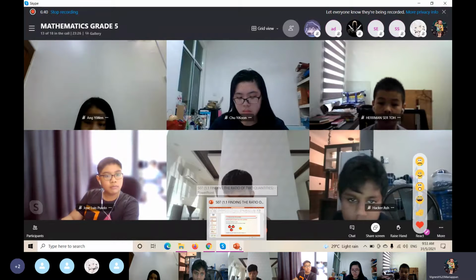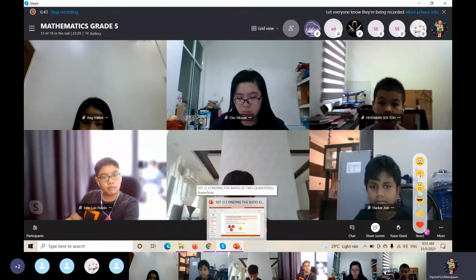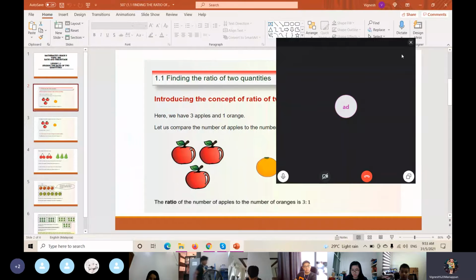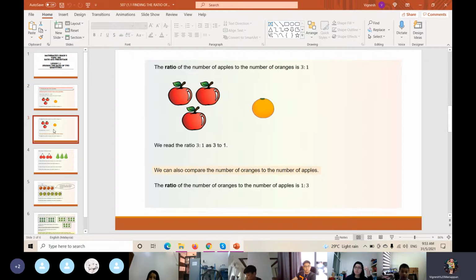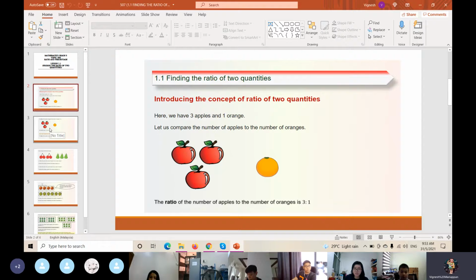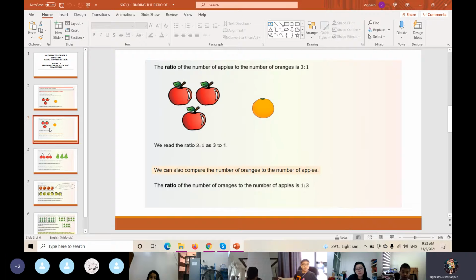3 over what? If 3 to 1, how to write in ratio? Sorry, in fraction form. 3 over 1. Yes, very good. 3 over 1. Okay, so don't think it's very easy to do the ratio. This is only the introduction part, finding the ratio of two quantities. Yes, it's very easy, but after that 1.2, 1.3 and 1.4 is deeper for the ratio topic. But this is the basic I need to recall again.